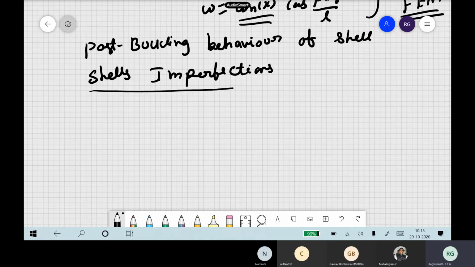So let us see the shell imperfections. If the shell is already imperfect, it is already buckled, so W is not 0; there is already some initial deflection. So what happens with these imperfections? Of course, this is related to post buckling behavior also, because once the shell has buckled, it means it already has some imperfections. Some small ones, in the circumferential direction, or axisymmetric kind of a thing.